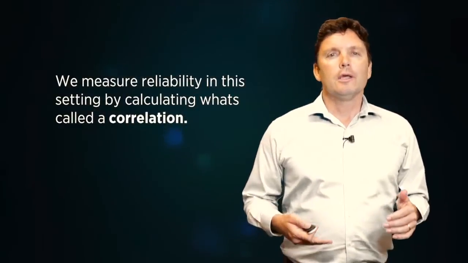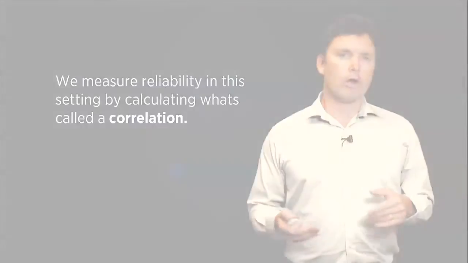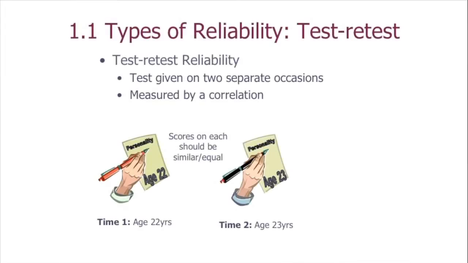We measure reliability in this setting by calculating what's called a correlation. We won't need to go into any statistics on that, but suffice to say that what we would do is get a large group of people, such as everyone in this class, to complete an extroversion test twice. What we expect for high reliability is that the people who scored high on extroversion in time 1 would also score high on extroversion in time 2. People who score low on extroversion, that is, they're more introverted, at time 1 are also more likely to score low on extroversion, or in other words, be introverted, in time 2.